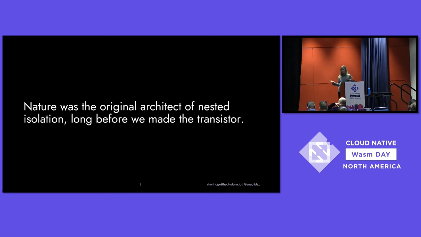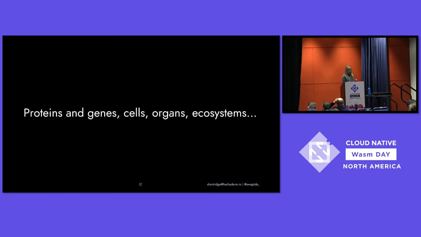It reduces the contagion effect, which with COVID we're all very familiar with now, when failure in one thing cascades to the rest of the system, right? And in nature, we often see that this partial isolation is very layered, that it exists in both the micro and the macro world. I like to think nature was actually the original architect of nested isolation well before we conceived the transistor. So we've observed isolation across literally every scale in biology, from proteins and genes to cells to organs to ecosystems. And so much, again, depends on a component separating itself to some degree from its external surroundings and other components.